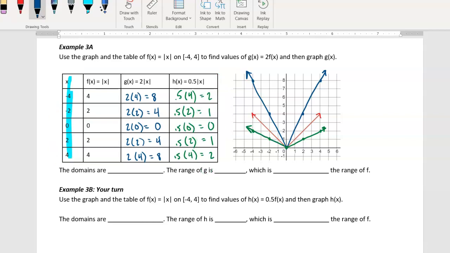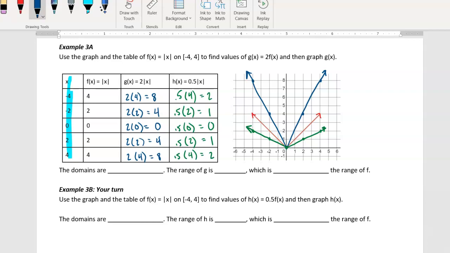So remember what I said at the beginning? When our a value is between 0 and 1, it's going to shrink the graph or compress the graph vertically, which is what happened with our green graph compared to the original parent function in red. And when our a value is bigger than 1, it's going to stretch it away from the x-axis, which you can see has happened to the blue graph when you compare it again to the parent function in red.